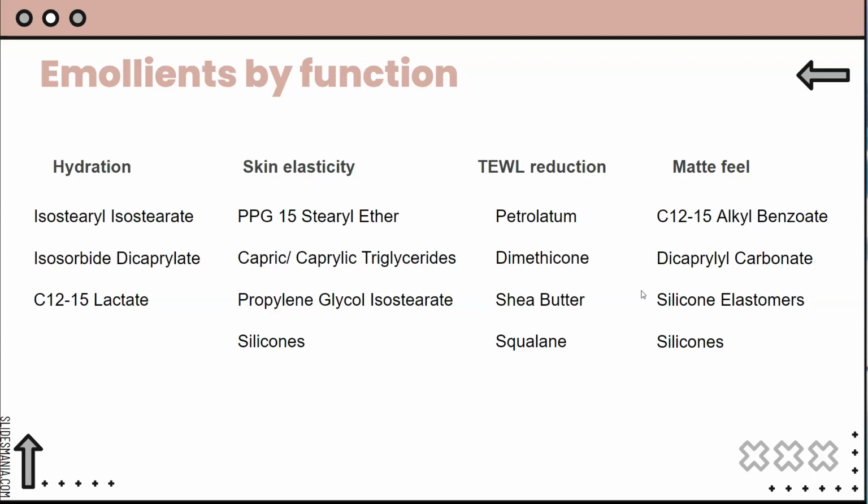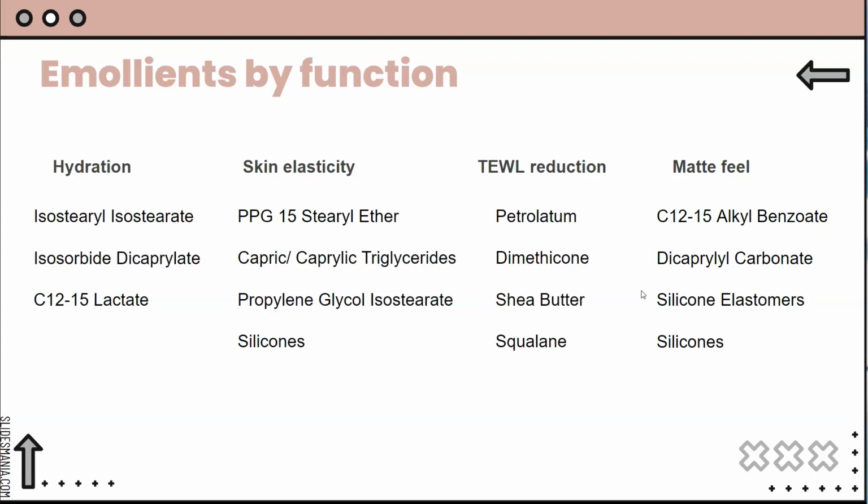There are also emollients that decrease TEWL, which is your transepidermal water loss or your moisture loss. And these actually are also called occlusives, as they prevent your skin from losing a lot of moisture. Examples of these are petrolatum, dimethicone, shea butter, and squalane. These are also termed as your skin protectants because they prevent or protect your skin against dryness and also against penetration of other unwanted foreign bodies.